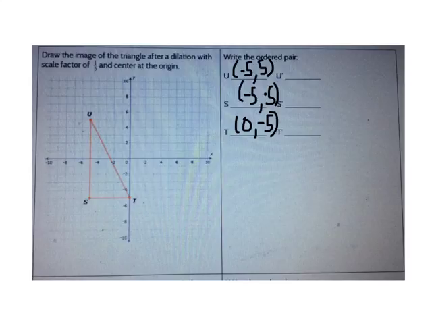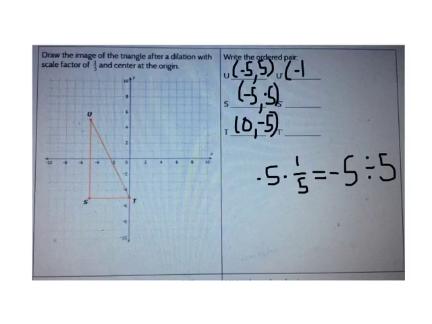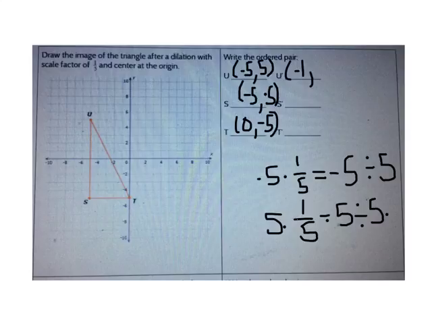What's -5 times 1/5? Remember, -5 times 1/5 means the same thing as -5 divided by 5. It's -1. What's 5 times 1/5? Remember, 5 times 1/5 means the same thing as 5 divided by 5. It's 1. So U prime will be at -1, 1.